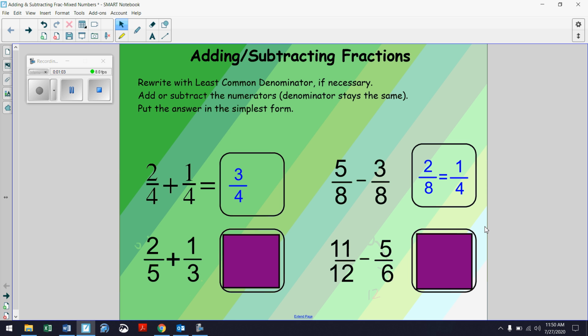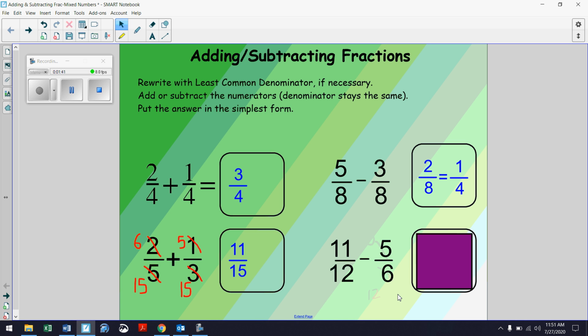So here's a couple examples that do not have common denominators, so we have to take that step first and rewrite them. So in this case, when we have 2 over 5 plus 1 over 3, we have to get a common denominator. The least common denominator in this case is 15. So I did 5 times 3 to get 15, so I need to do 2 times 3 to get 6. Over here, I did 3 times 5 to get 15, 1 times 5 to get 5. Then we just follow the rest of the rules. Our denominators stay the same. We add our numerators, so we get 11 over 15.